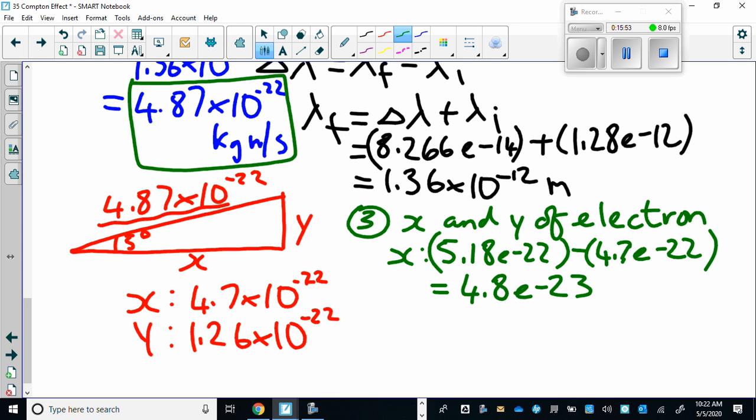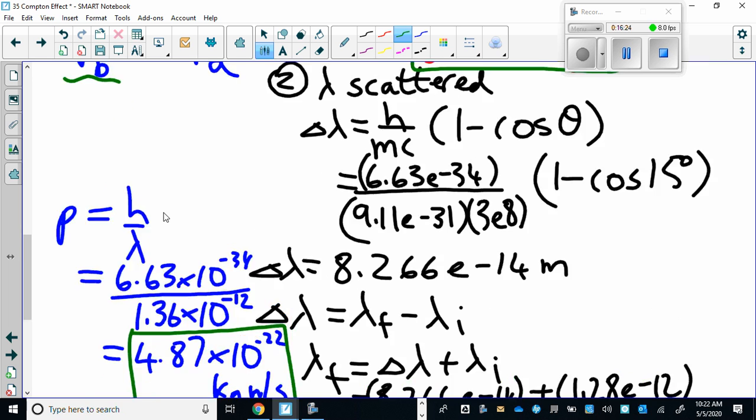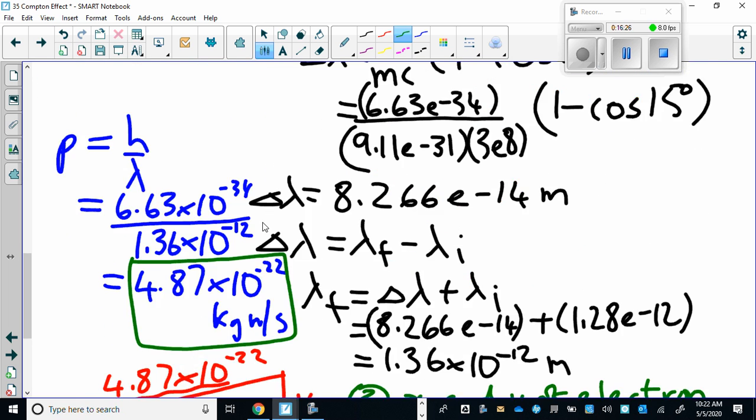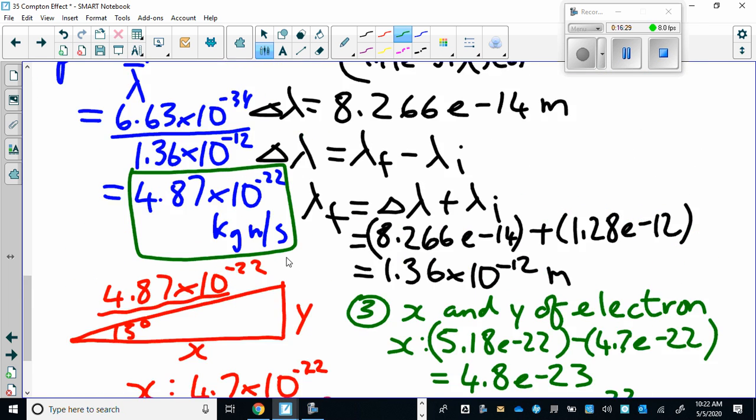The Y component of the electron is actually very easy because we know that the initial ray had no Y component. The scattered ray has a Y component of this number here. Therefore, the Y component of the electron must be that same number, but in the opposite direction. I just put a negative for now, which just means it's going, according to our diagram, down, which makes sense.